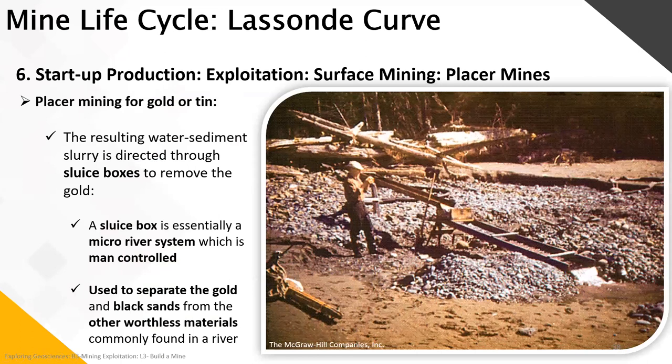So the other types of surface mining that are used in placer mines, basically used out west for gold and tin, are the ones using the sluice box. They result from water sediment slurry, which is filtered or just passed through these boxes, which work as a micro river dam system, which is man-controlled and is used to separate the gold and the black sands from other worthless materials commonly found in a river.